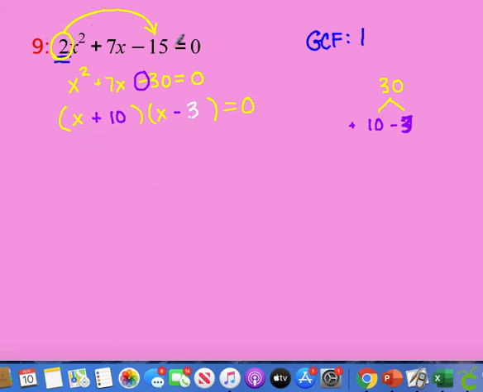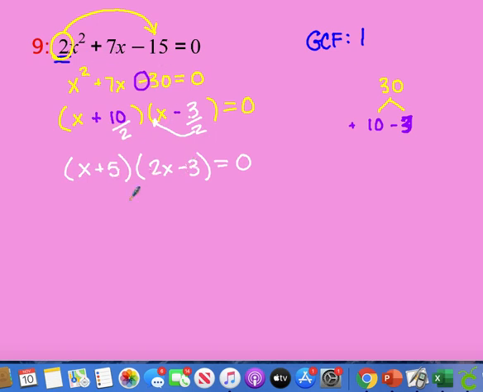Since I multiplied 2 by 15 to start, I'm going to divide both of these terms by 2. That's going to make my first factor be x plus 5. And that's going to make my second factor be 2x minus 3. Now if I do a good check, I should be back to the beginning. X times 2x is 2x squared. My outsides give me negative 3x. My insides give me 10x, which add to be 7x. And my lasts give me negative 15.